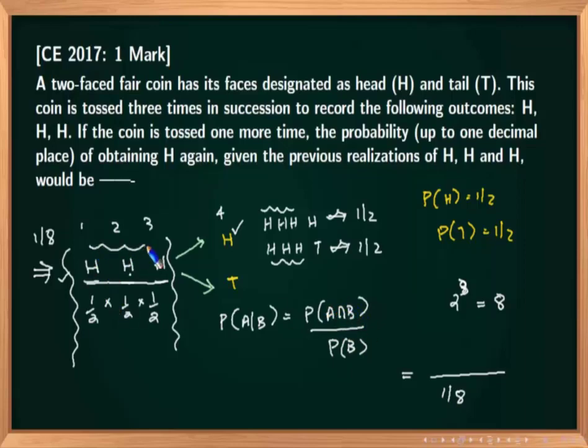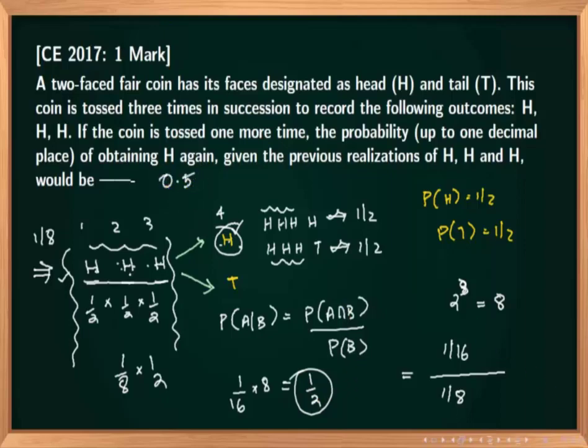Event B is first 3 tosses are heads. Event A is the fourth toss is head. So, if I want to make sure that these two things simultaneously happen, I know that this happens with a chance of 1 by 8 and this happens with a chance of 1 by 2, which means that the probability of getting head and a head will be 1 by 16, right? So this is 1 by 16, I'll write it here, this is 1 by 16 divided by 1 by 8, which is 1 by 2. So whatever be the method you deploy, the answer will be 1 by 2. So my final answer must be 0.5.